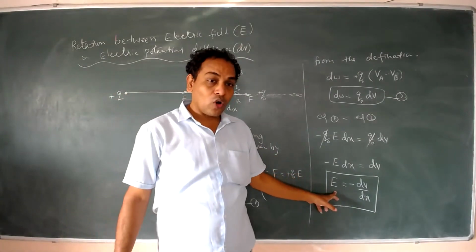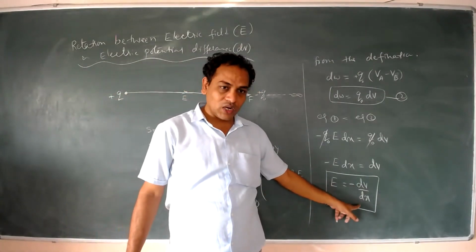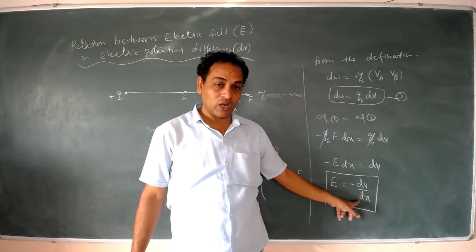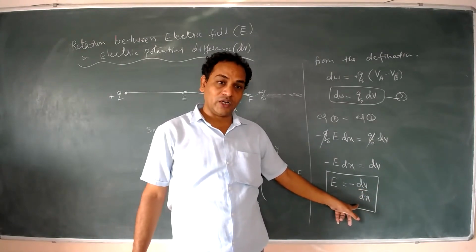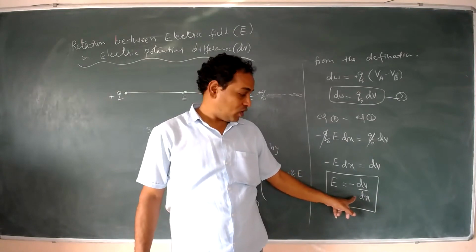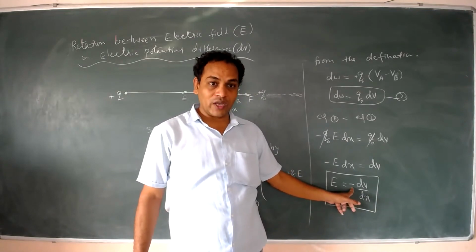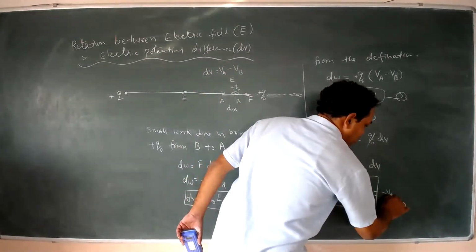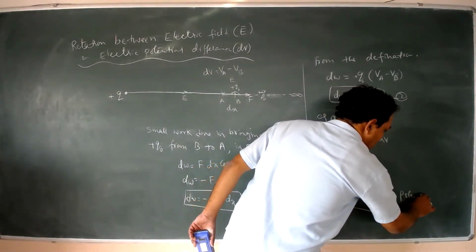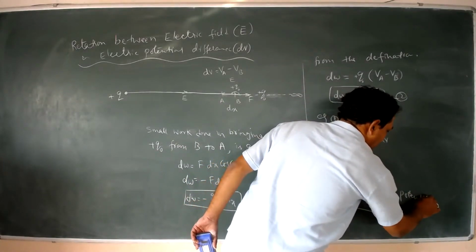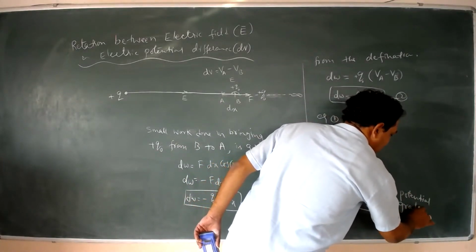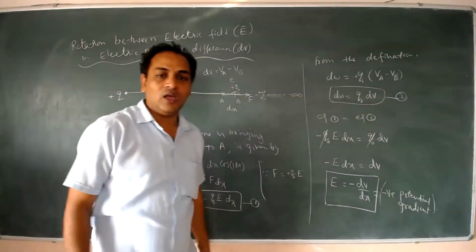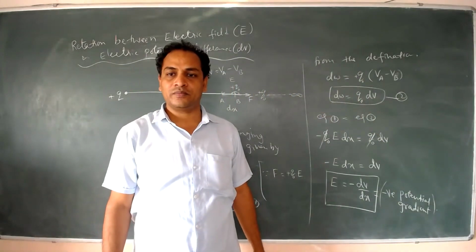Electric field is also called the negative potential gradient. If the potential is changing with respect to the distance, then that is called potential gradient. Moreover, here negative is there. So hence we call it a negative potential gradient. So electric field is also called a negative potential gradient. Got it?